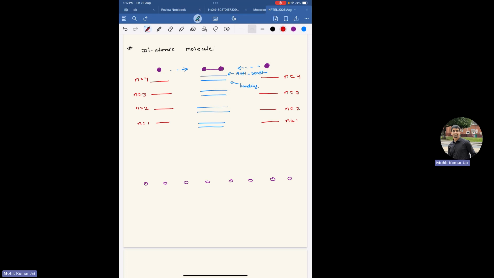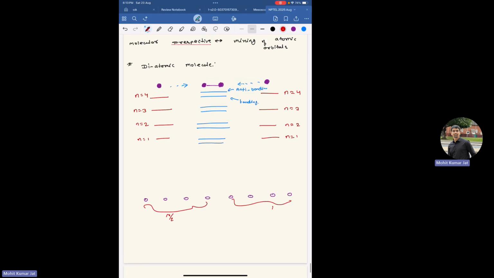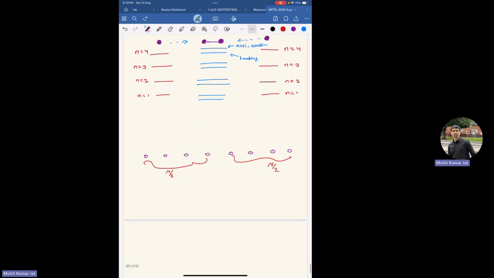So I'm just drawing for n equal to 4 levels. On the left, you have n by 2 atoms. On the right also, you have n by 2. So a total of n atoms are there. If you are bringing them closer, let's draw for small n equal to 4 levels, right? What will happen? For two atoms, one will go up, one will go down. If there is another atom, one will go up, one will go down, one will go up, one will go down. They'll be like this.